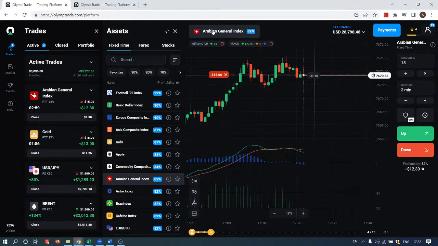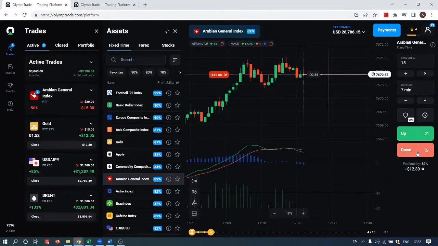Okay, so let me explain my next trade. It's Arabian index, and let me open this kind of cascade of trades. So 3 trades based on one trading signal, all with different direction. 3 minutes, 5 minutes, and 7-minute trades. So 3 trades altogether.